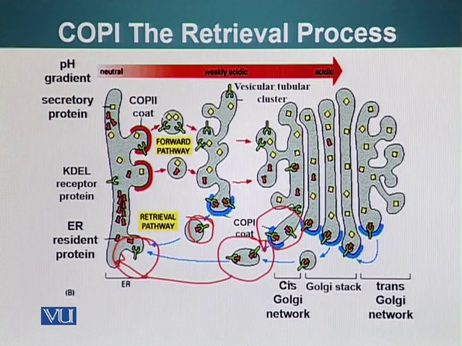In the ER, the pH is more neutral, whereas once we start moving from the ER to the vesicular tubular cluster or the Golgi, the pH becomes acidic. In acidic pH, these receptors can bind proteins which are displaying the KDEL sequence. However, once these vesicles fuse with the ER, the pH is more neutral. These receptors can no longer bind KDEL sequence proteins, and these are released in the lumen of the ER. So this process keeps on repeating.